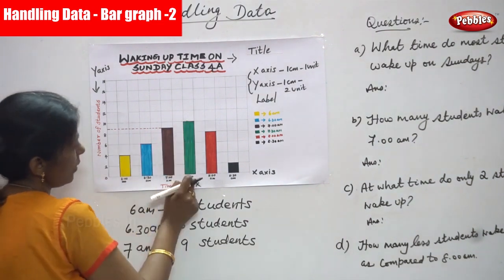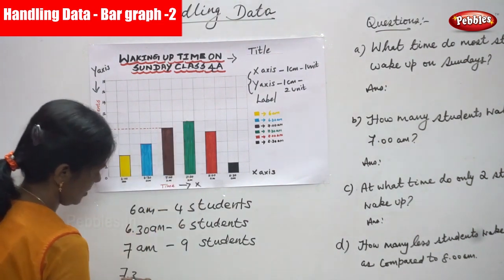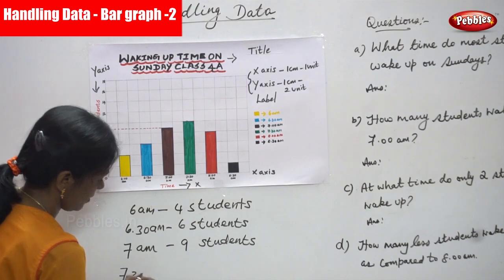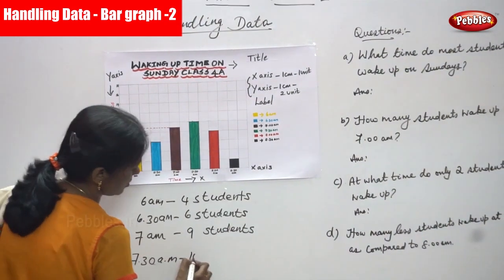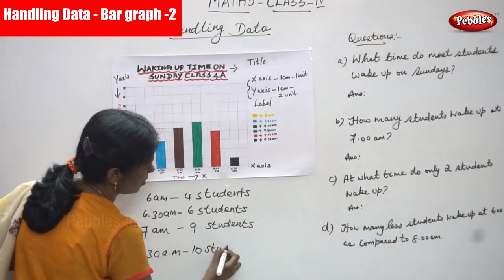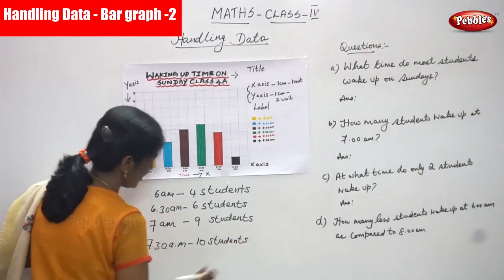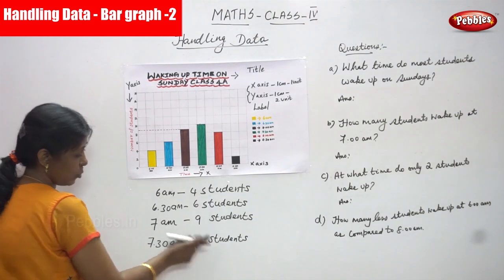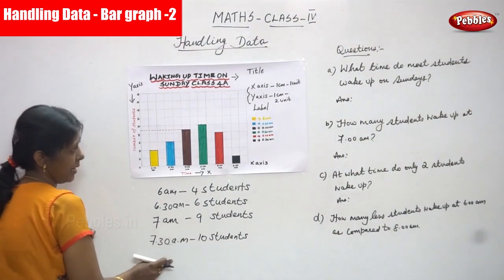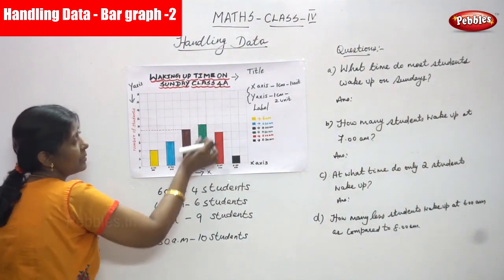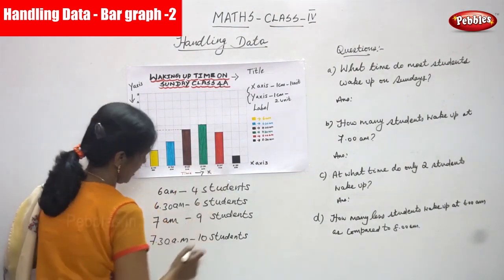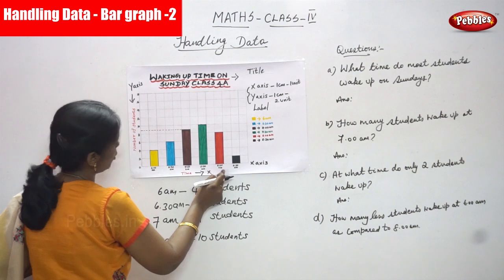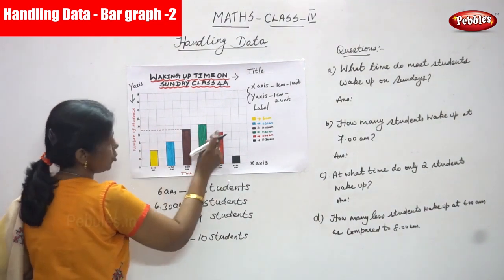10 students wake up at 7:30 a.m. On Sunday, 10 students wake up at 7:30 a.m. This vertical bar represents green color. And next one is 8 a.m. How many students wake up at 8 o'clock? 8 students.